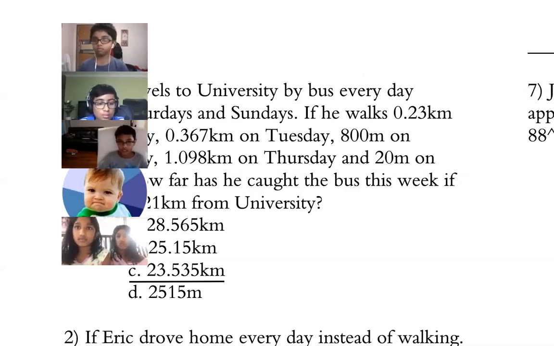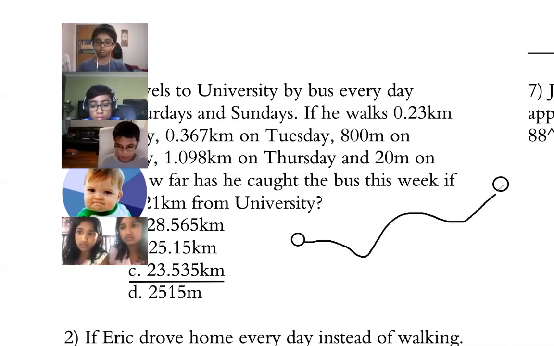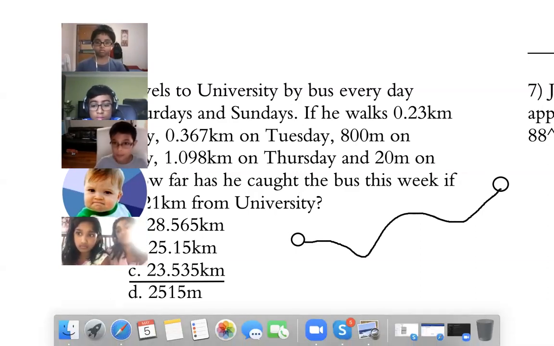Yeah, so the correct answer is 23.535 kilometers. Now, what you need to imagine is this. Our friend here, Eric, he is here, and he's going to school here. Basically, every day he needs to get to the school. He can do it many different ways. He can cycle, he can walk, he can catch the bus, he can catch the car, etc. Do you guys understand?